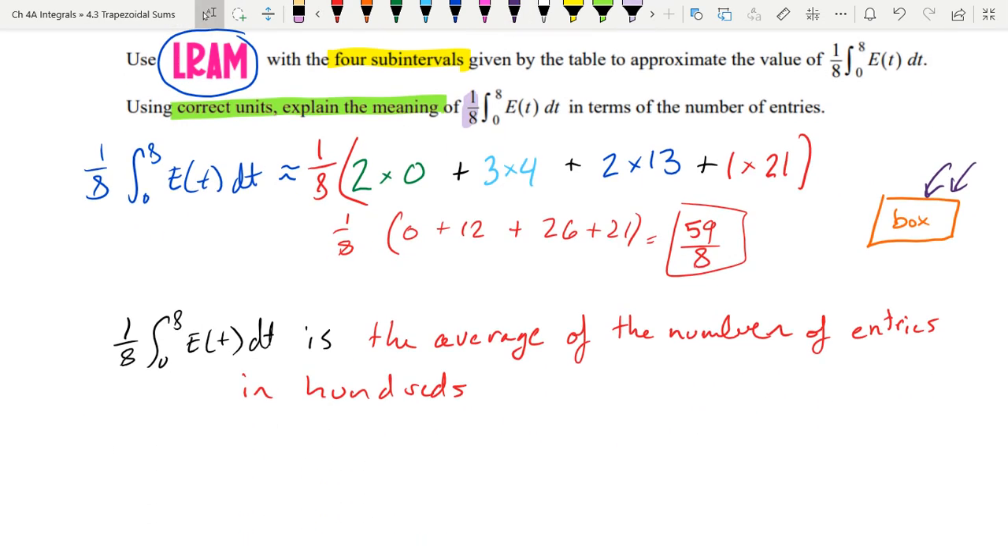So this number, this 59 over 8, anybody get a decimal on that? I don't know what that decimal is. I just would rather talk about it instead of 59 over 8. That is 7.375. That means there were 7,000 entries on average in that box. During any period of time, on average, there were 7,000 entries. So this is the average number of entries in hundreds from, because the time period matters, from when to when.